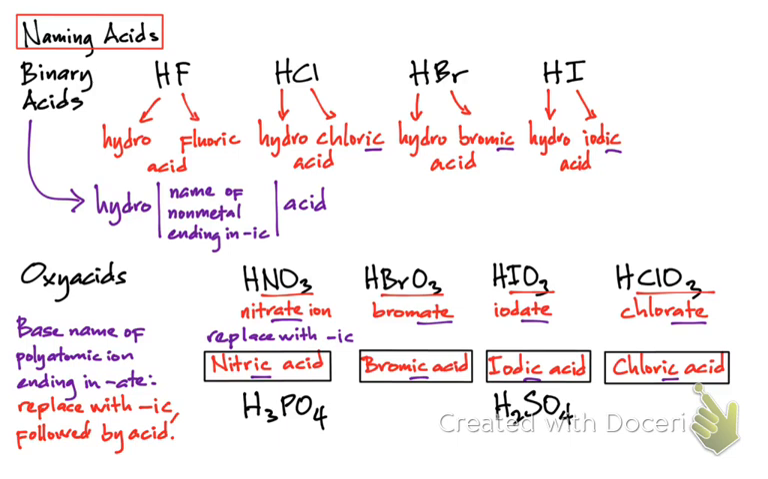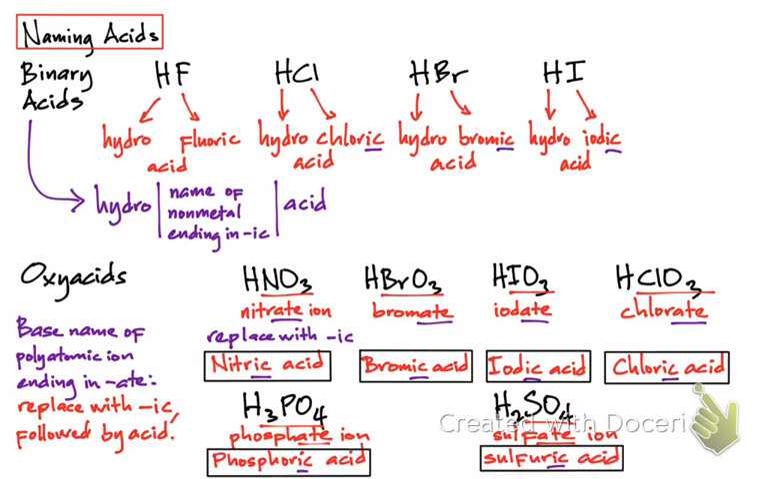PO4 with a negative 3 charge, PO4 3 minus, and this is the phosphate ion, right? Phosphate. It still ends in ATE, but you wouldn't call this phosphic acid. Instead, this is actually phosphoric acid. Okay, same thing with H2SO4, right? So SO4 with a negative 2 charge is the sulfate ion, but you wouldn't call it sulfic acid. Instead, it's sulfuric acid.